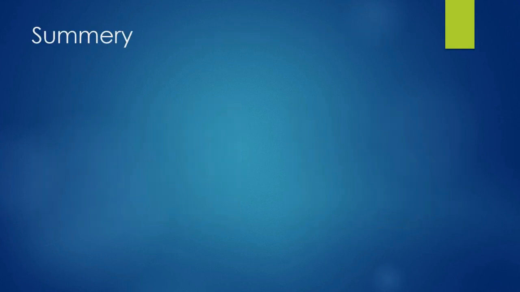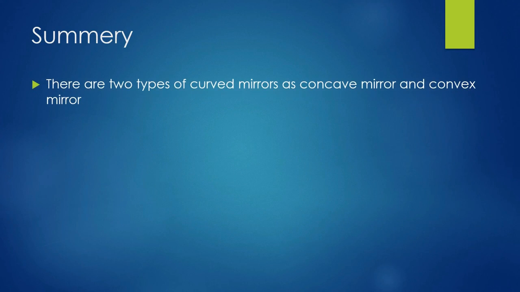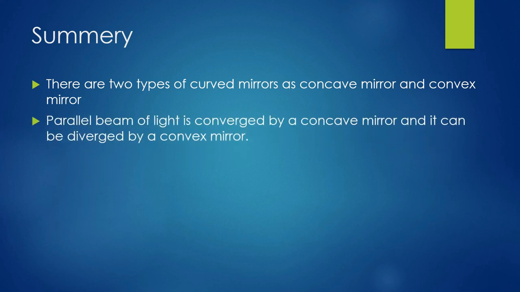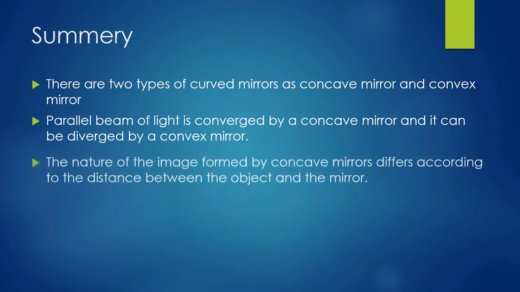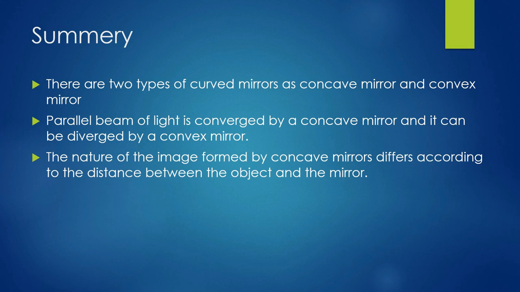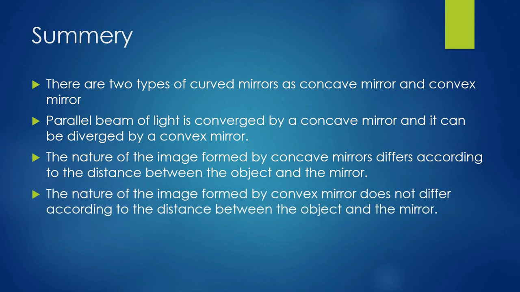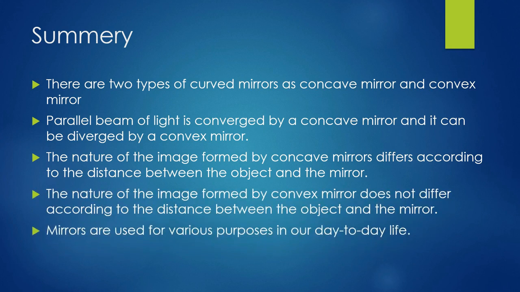So here I have summarized today's lesson. You found that there are two main types of curved mirrors, concave mirrors and convex mirrors, and you observed that concave mirrors converge the parallel light beam, and the parallel light beam is diverged by convex mirrors. And also you studied the features of the images formed by those two types of mirrors. And the mirrors are used for various purposes in our day-to-day life.